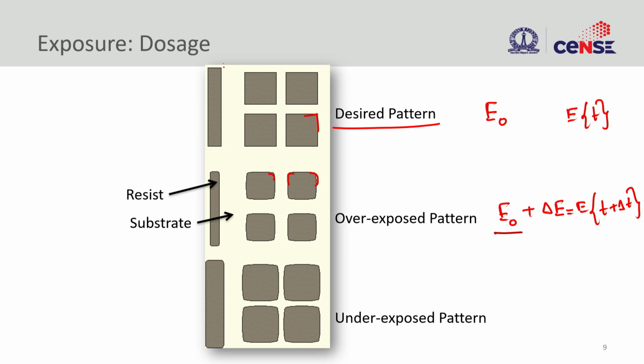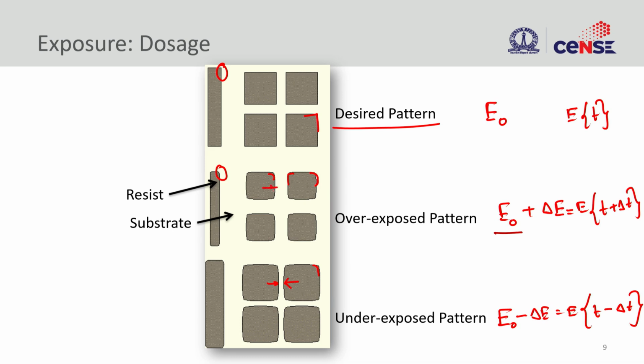Whatever features you are looking for, these are all really high resolution corners, so you are unable to reproduce those corners. We call this corner rounding. All right. And then what happens if you underexpose, that is again an important thing. So E naught minus delta E, which is nothing but exposing minus delta T from ideal. So now I am underexposing. When I underexpose, again you see corner rounding. This is resolution limited.